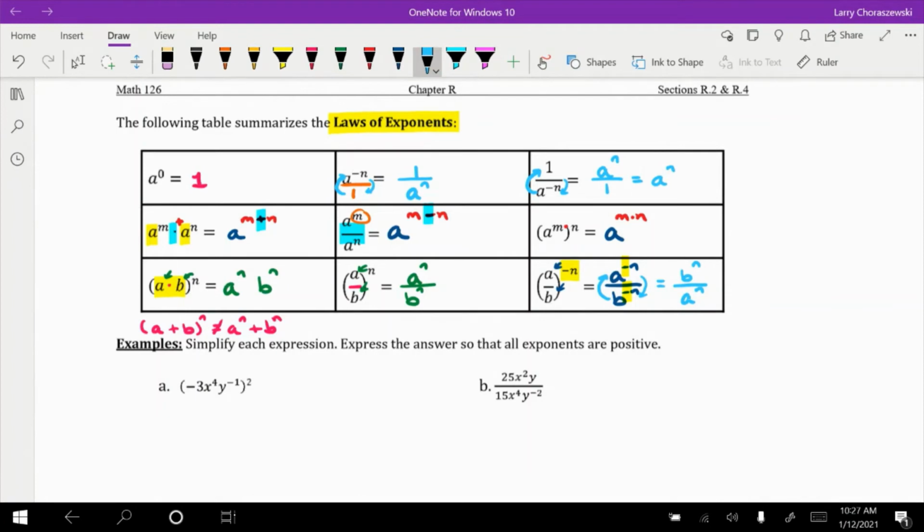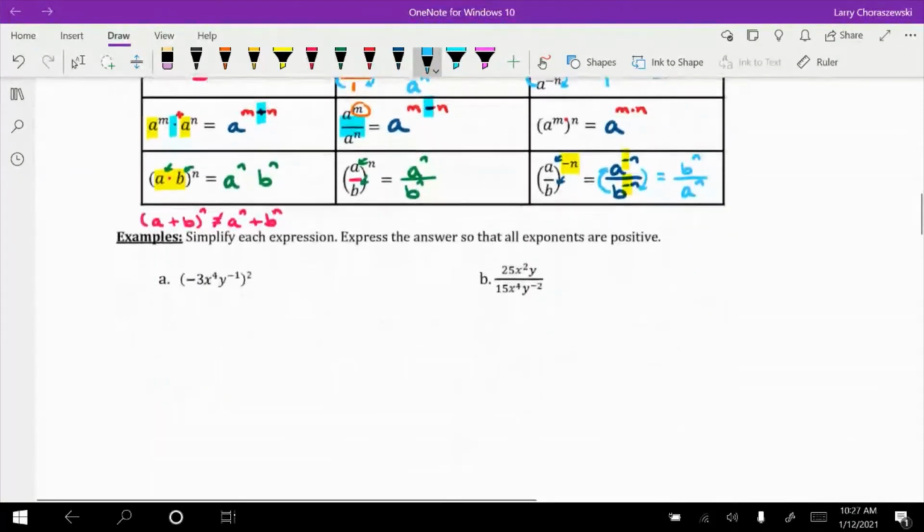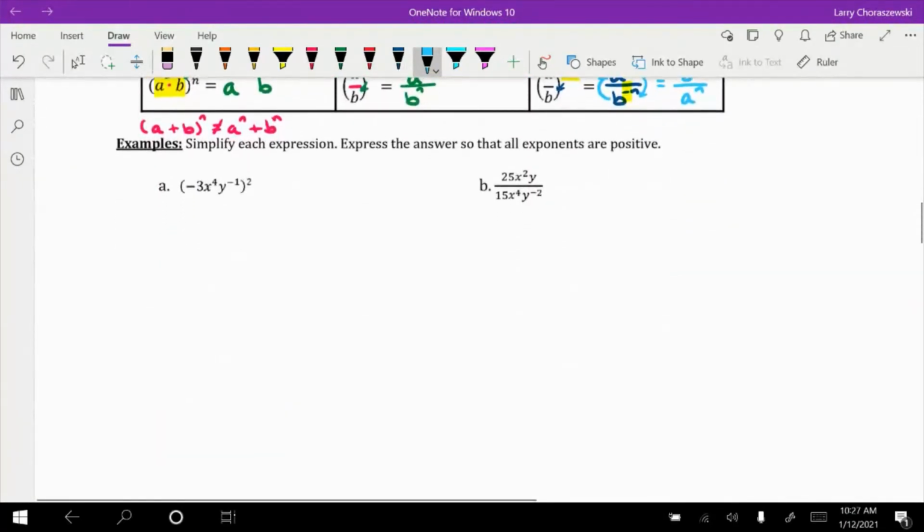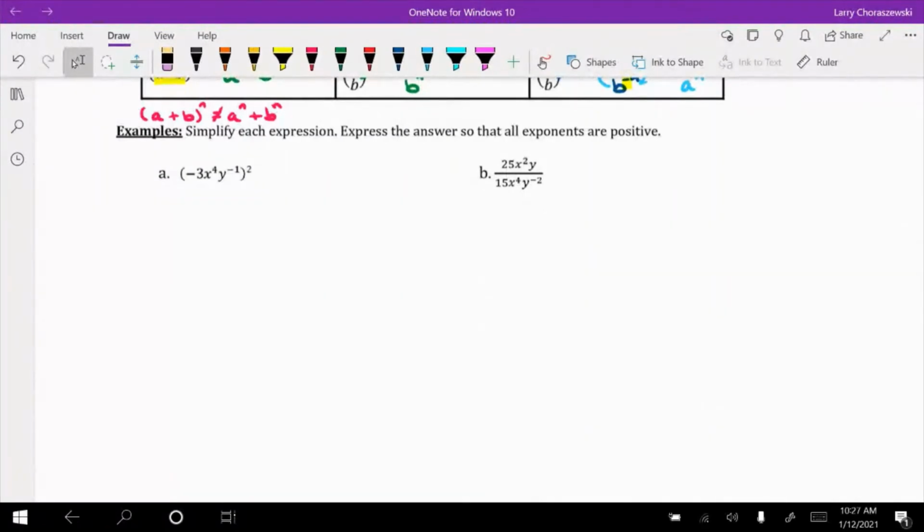Rock on. All right, so we'll do a couple of examples, and I'll answer any questions that you guys might have, and that'll be it for us for today. So it says here, simplify each expression. A little bit more though, express the answer so that all exponents are positive. Okay, so if we see any negative powers, we are going to have to do the relocating to the other side of the fraction. So let's start with example part A.